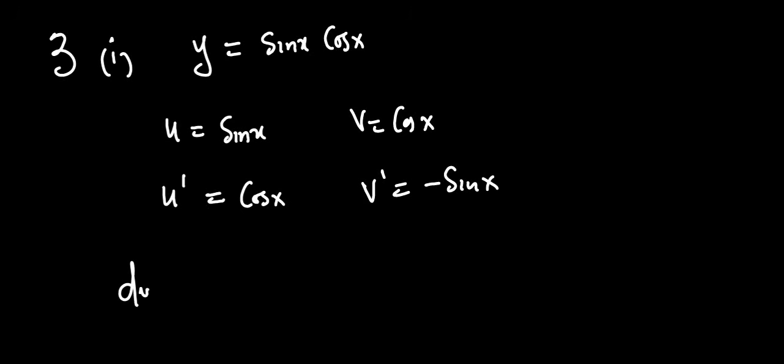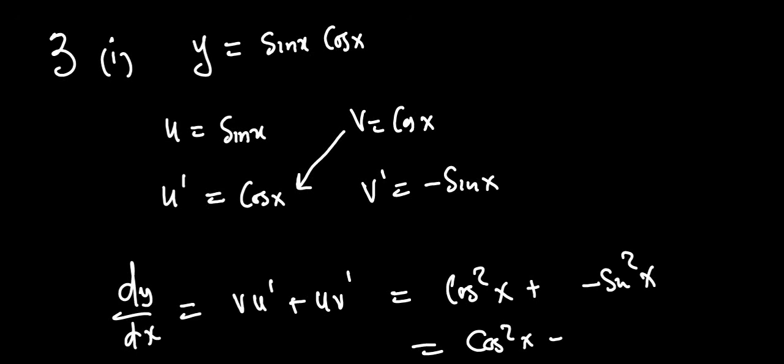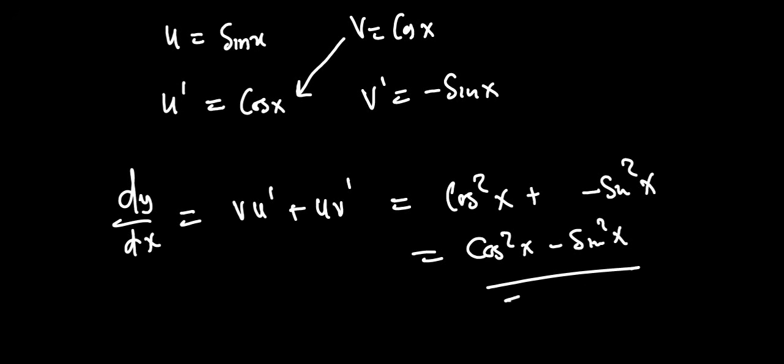Hence, we can apply the product rule formula that says vu prime plus uv prime, this is equal to v times that, that's going to be cos squared, plus this times that, that's negative sine squared. This is just the same as cos squared minus sine squared. This is what you get.